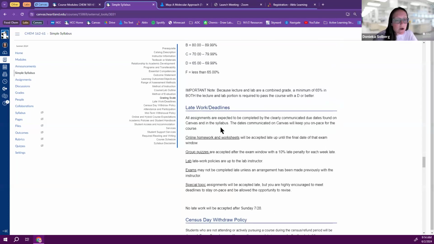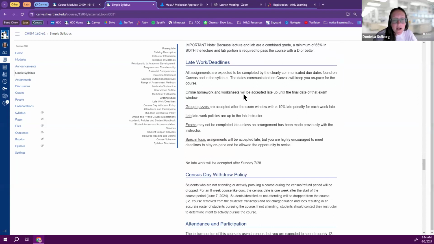Okay. Late work wise, online homework and worksheets I will accept up until the exam window closes, because after the exam closes, there's really no point in doing them. So I would stick to the due dates I gave you, but if you need to turn them in late, it's not going to give you a penalty.